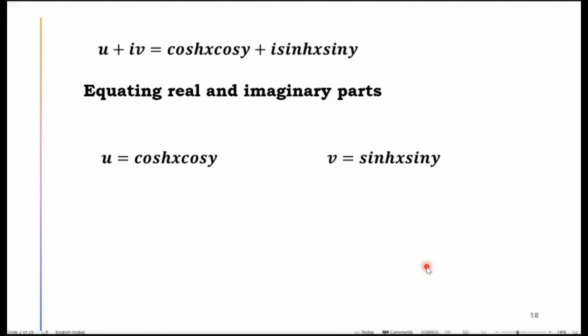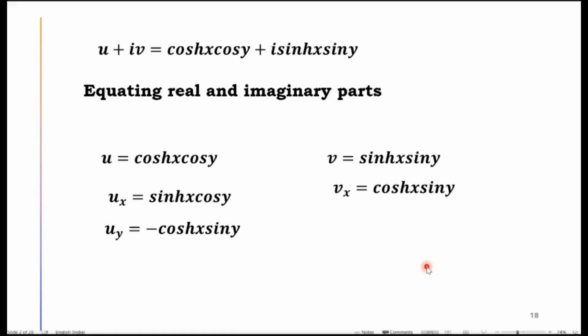So what is ux now? I told you the derivative of cosh x is sinh x. So ux is sinh x cos y, and uy will become, since the derivative of cos y is minus sin y, minus cosh x sin y. Similarly, vx, vy. So if I see again, ux is equal to vy, and uy is equal to minus vx. They are equal. So the CR equations are satisfied.